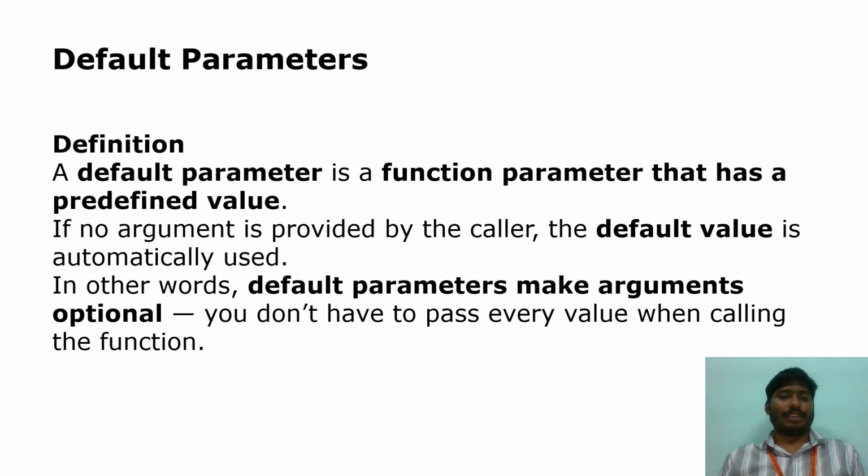Default parameters. Here is the definition of default parameters. A default parameter is a function parameter that has a predefined value. If no argument is provided by the caller, the default value is automatically used. In other words, default parameters make arguments optional. You don't have to pass every value when calling the function.